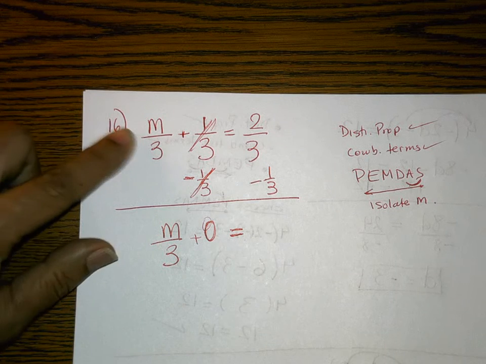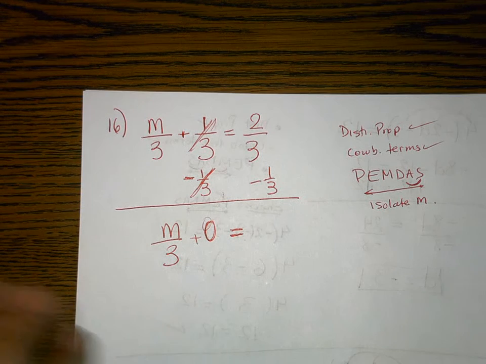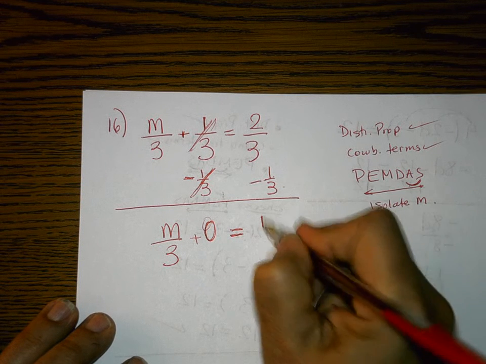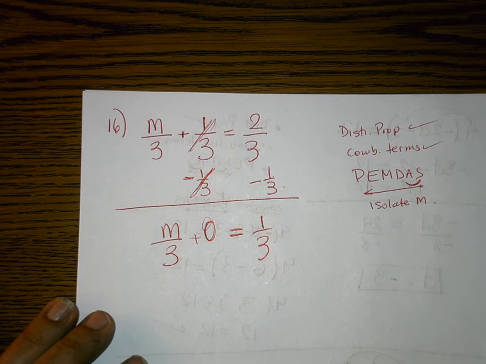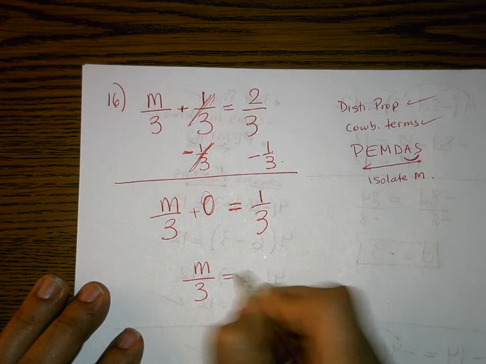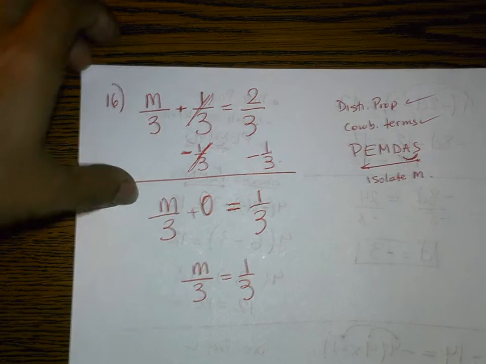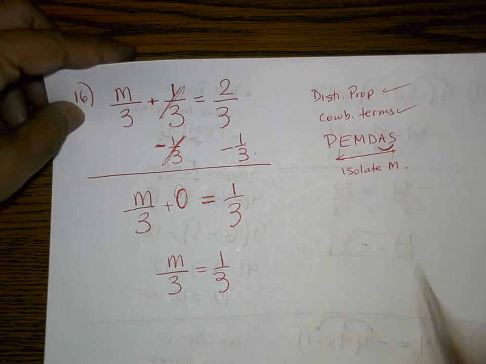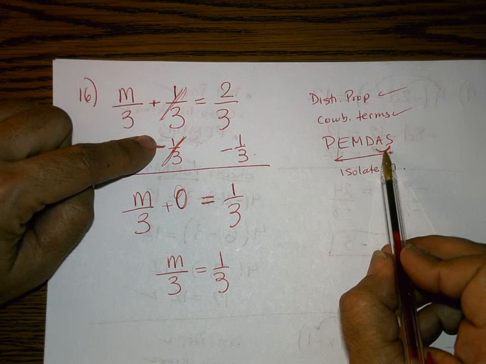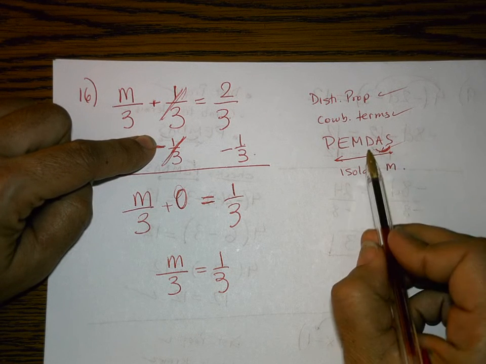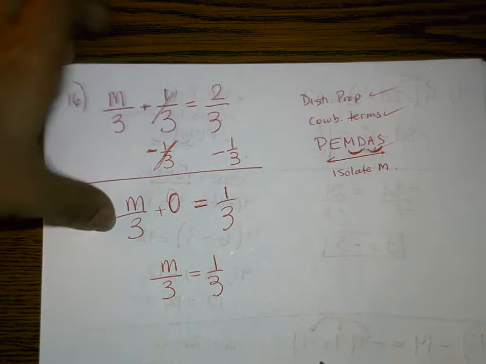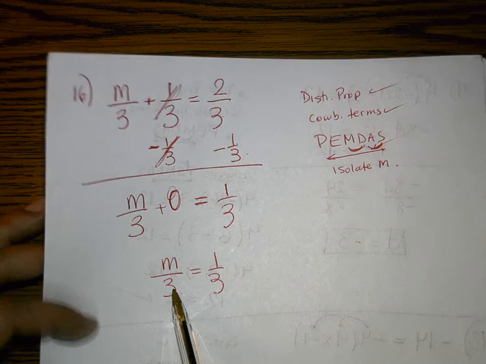My m divided by 3 is all by itself now. Now, 2/3 minus 1/3 is just 1/3. So there we go. m divided by 3 equals 1/3. We took care of PEMDAS by using subtraction or addition. We subtracted the 1/3, and that's done. Now I need to do division or multiplication, whatever is needed. This is already dividing. It's m divided by 3.